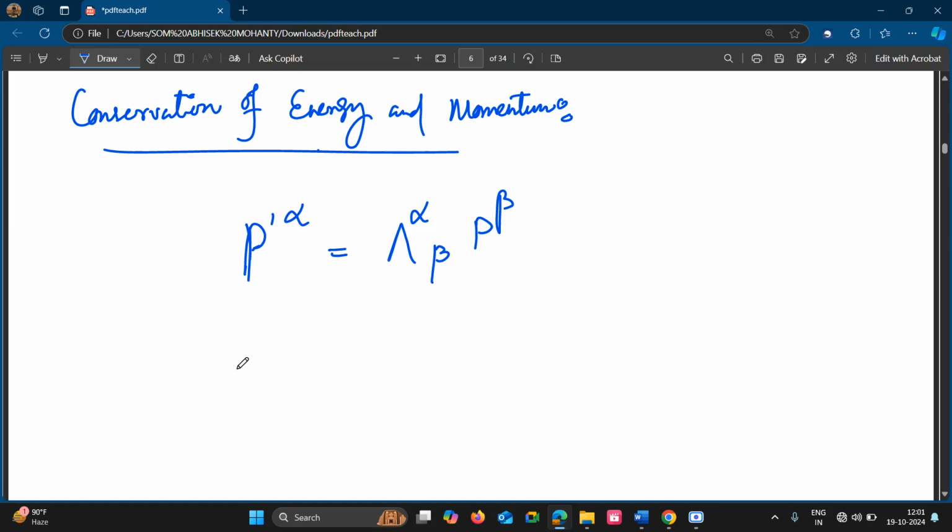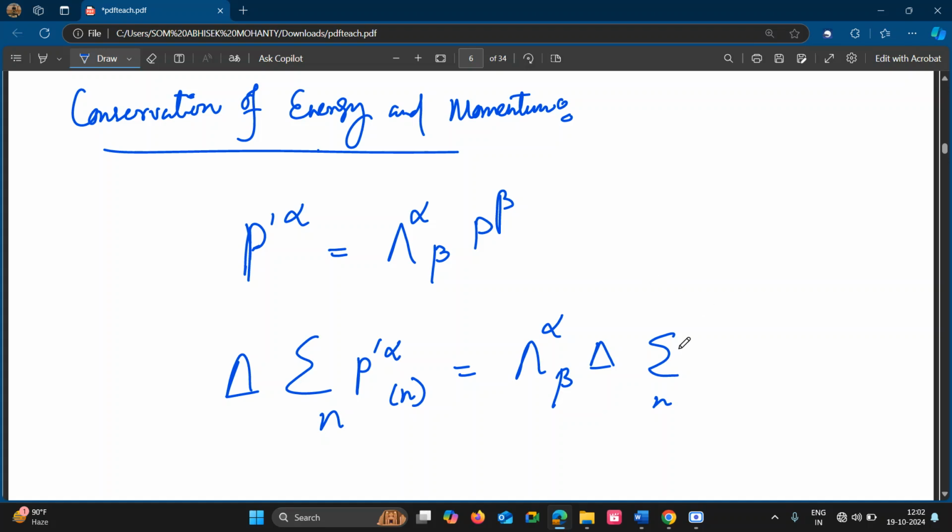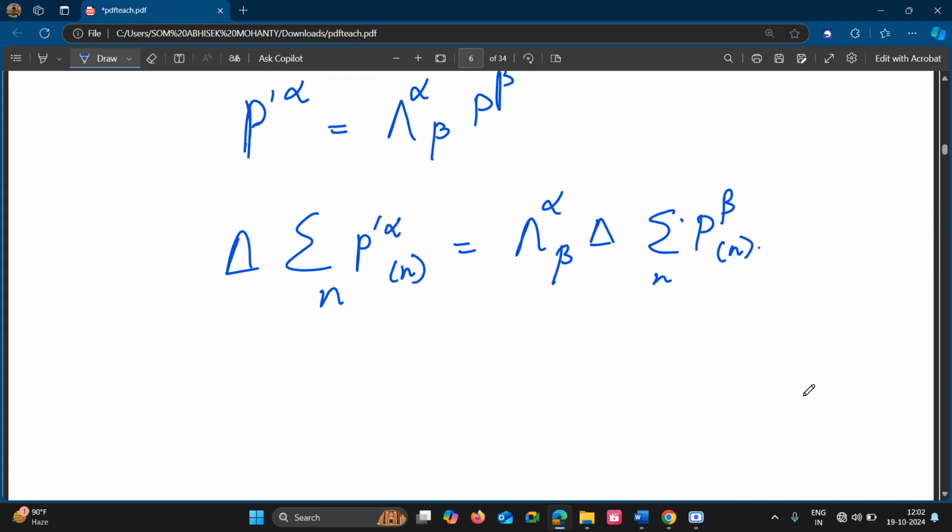Suppose I write it like this, it's very different rotation. Don't worry, you will understand slowly. I'm taking the summation here, Λ^α_β, summation over n, of P^β_n. So I'm taking a summation.